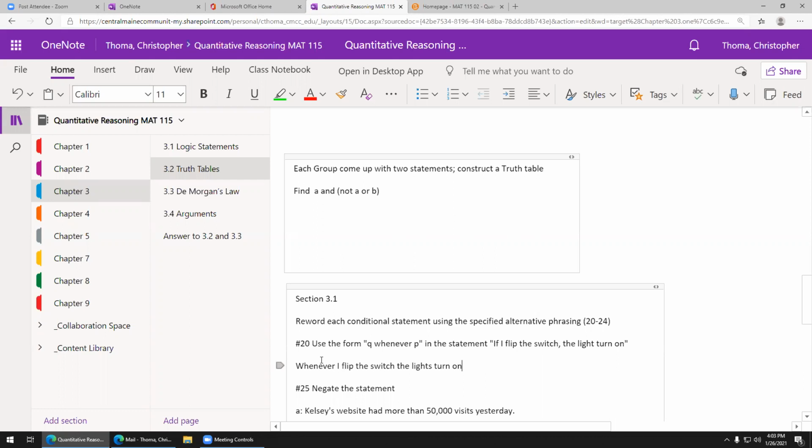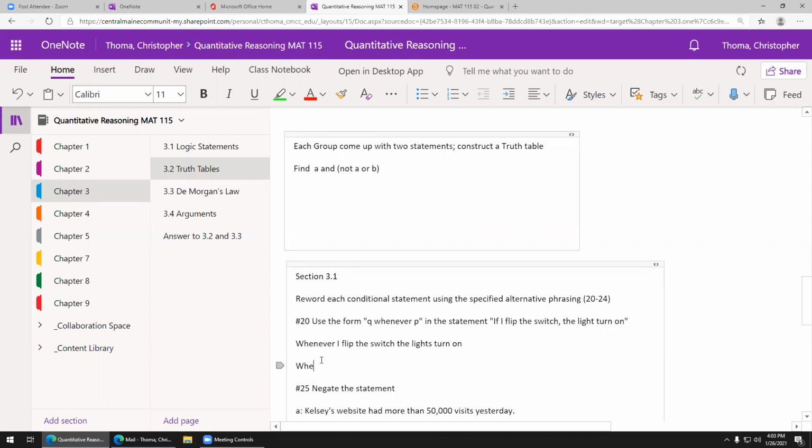So the book's answer, let's see how close I was. The lights turn on whenever I flip the switch. Basically, this is saying the same thing I said, but let's make sure. Have everyone look at it grammatically and make sure I didn't mess up. Yeah, I'd say those two things are saying the same thing. If anyone disagrees or something, please speak up. But yeah, that's what they're asking to do here: replace this word in the statement.